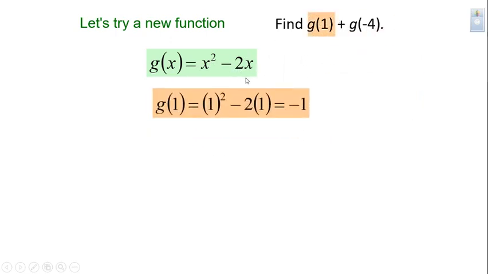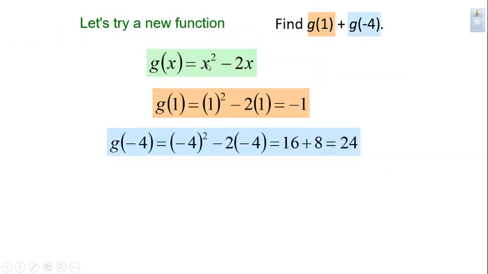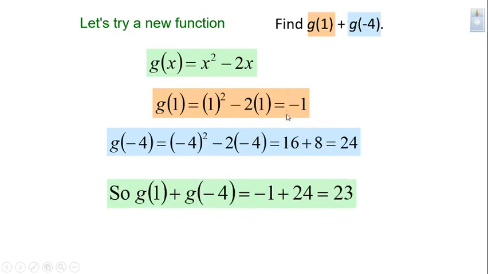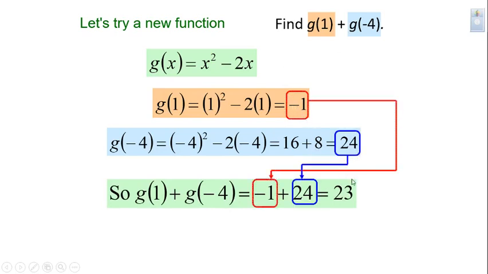So g of 1 means replace all the x's with 1. So we get 1 squared minus 2 times 1, which is 1 minus 2, which is negative 1. And g of negative 4 is the square of negative 4 minus 2 times negative 4. That's 16 plus 8 is 24. And then we're going to add those two values. So we're going to add negative 1 plus 24, and that gives us 23. And that's how simple that is.